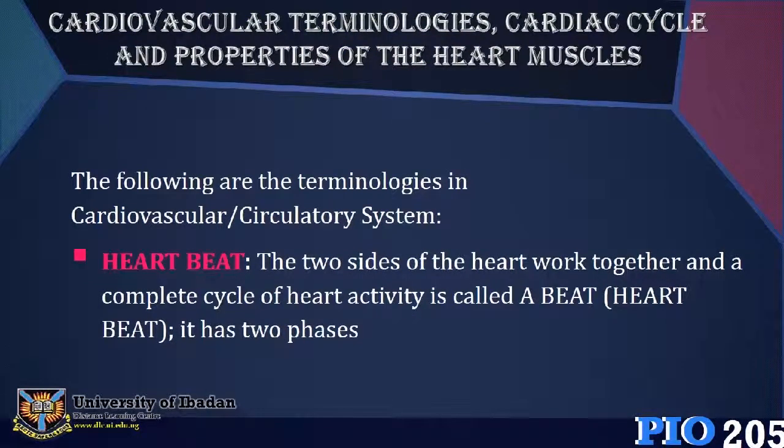Cardiovascular terminologies: cardiac cycle and properties of the heart muscles. The following are the terminology in cardiovascular or circulatory system. Heartbeat. The two sides of the heart work together and a complete cycle of heart activity is called a beat. Heartbeat. It has two phases.